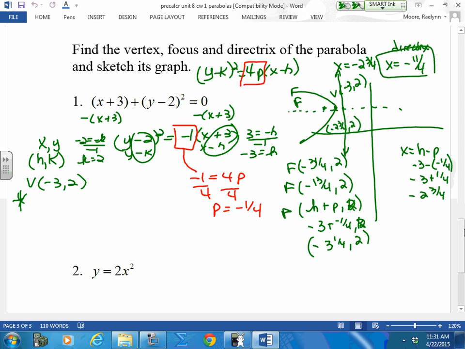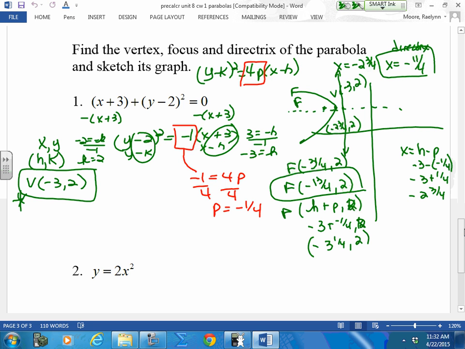Basically, those are all the things you need to know about this parabola. You found your focus. We found our focus point. We found our directrix. And I put your focus point right here. We found your vertex. We found this. And we found everything.